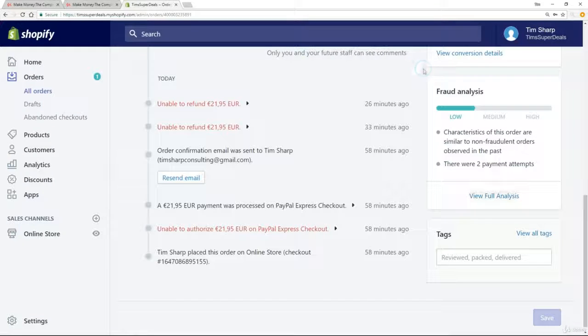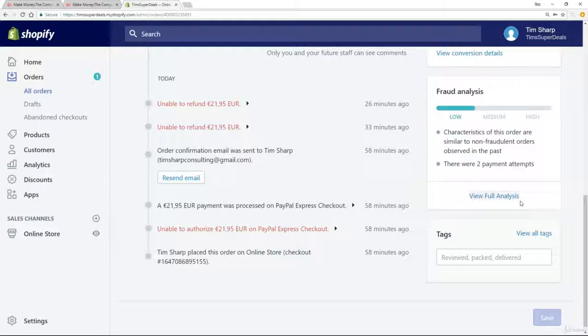Now, if I come out of here, as orders come in, you may see some medium and you may very occasionally see some high. And if that happens, I encourage you to click on the full analysis and decide whether you want to accept that payment or not before you ship the order. I know I'm saying the same thing over and over again, but this is a very rare event, so please don't get obsessed with it by any stretch.